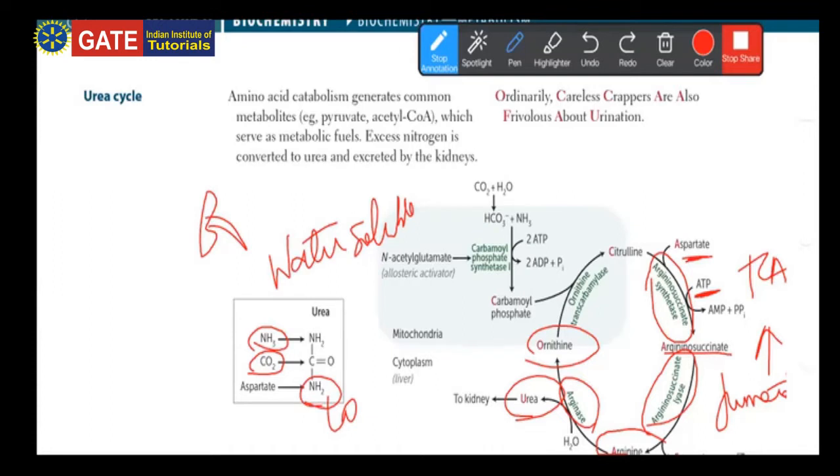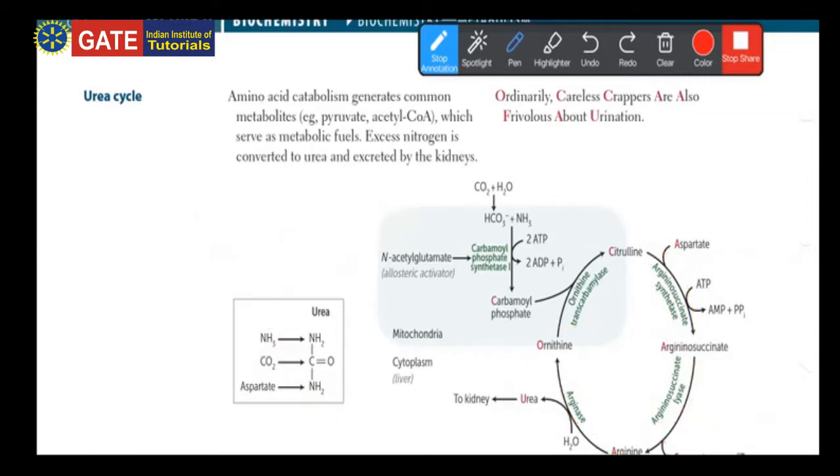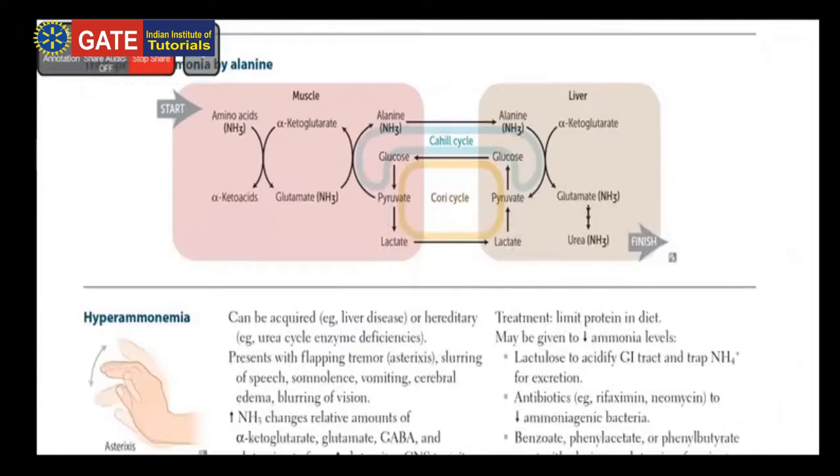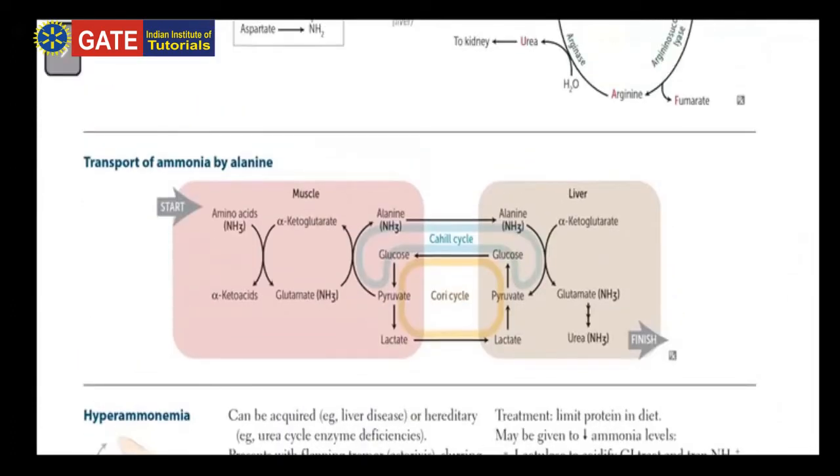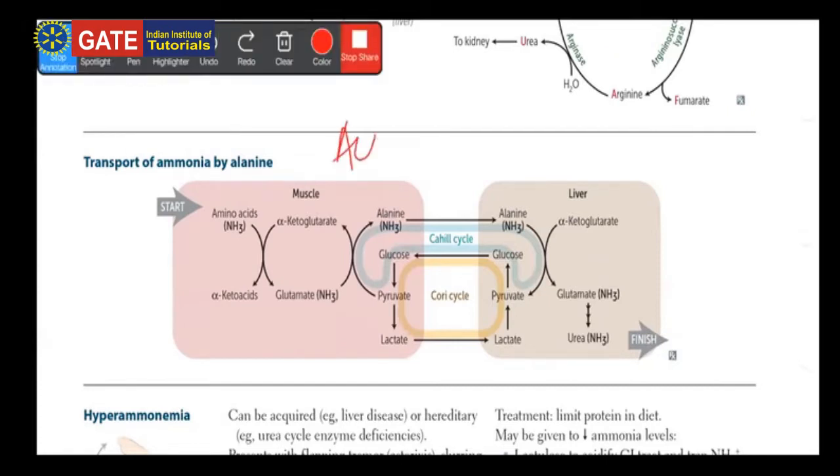I think I already told you about how ammonia is transported, up above. Last class I talked about your ALT and everything. So this is the transport of ammonia by alanine. Your ALT levels are measured to determine your liver function. So why are the ALT levels measured? For your liver function.